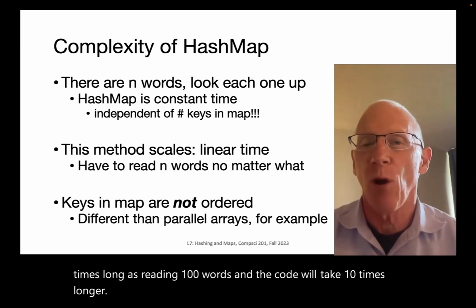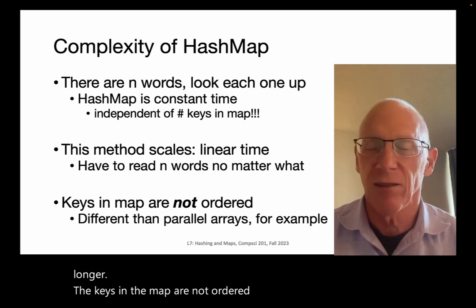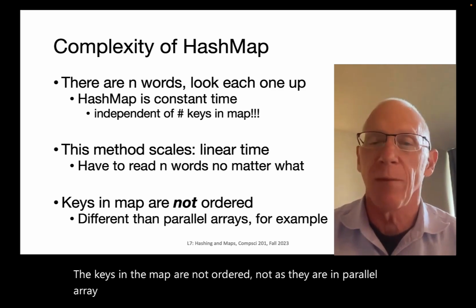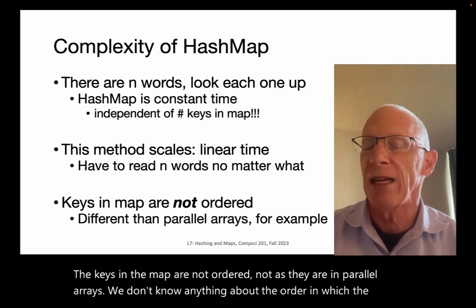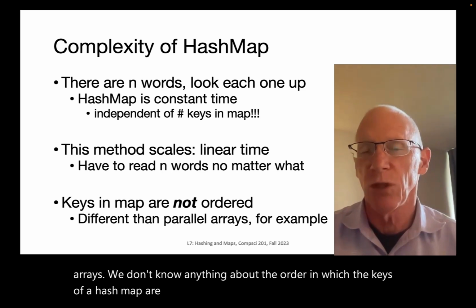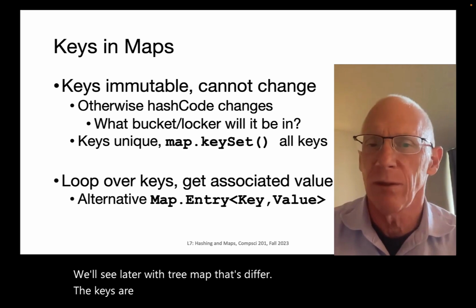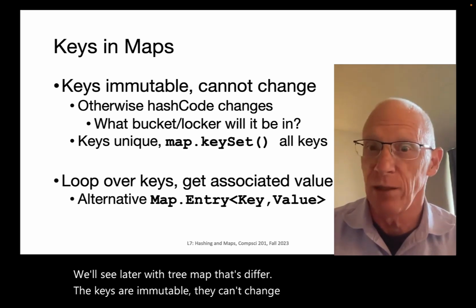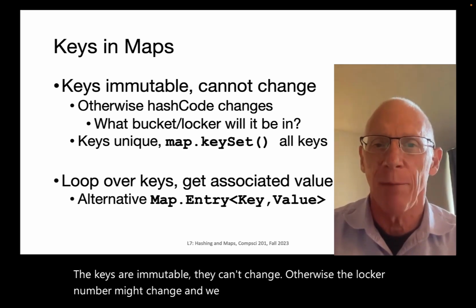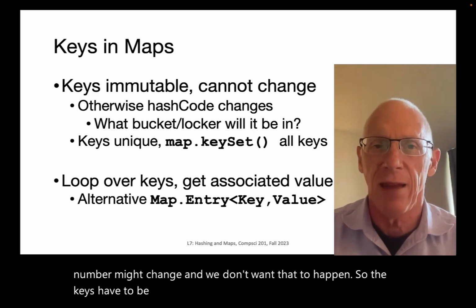The keys in the map are not ordered, not as they are in parallel arrays. We don't know anything about the order in which the keys of a hash map are stored. We'll see later with TreeMap that's different. The keys are immutable, they can't change. Otherwise, the locker number might change, and we don't want that to happen. So the keys have to be unique and immutable.